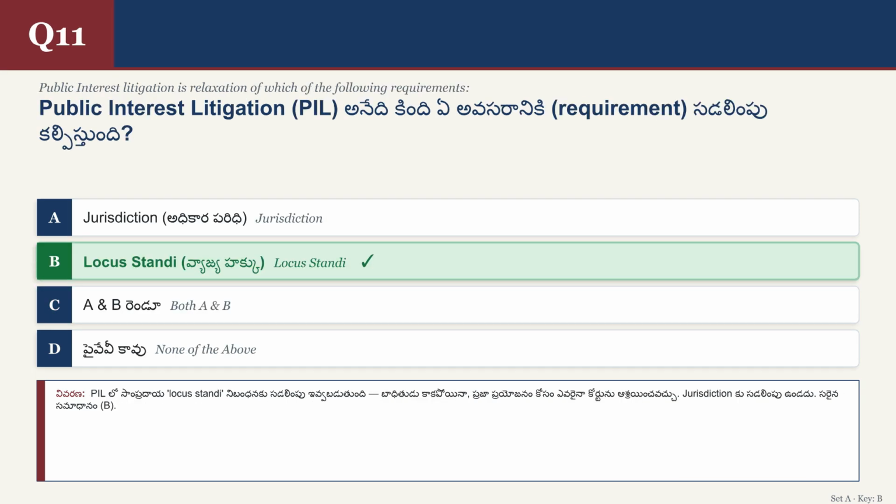Question 11 concerns public interest litigation and which requirement it relaxes. The correct answer is B, locus standi, which means the right to bring an action in court. Question 12 asks which is not a case of public interest litigation.